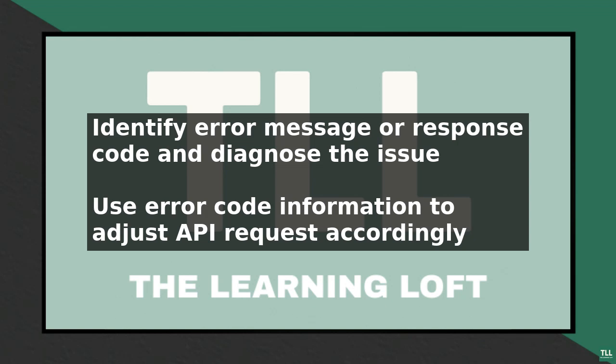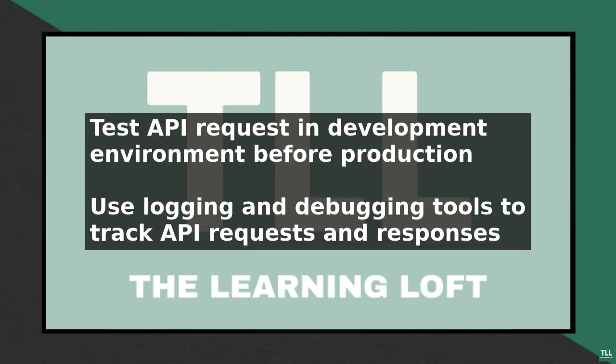Review the Bill.com API documentation regularly for updates and changes. API endpoints and requirements can change, and staying up to date will help you avoid issues and ensure compatibility. By following these steps and best practices, you can effectively troubleshoot Bill.com API documentation and resolve any issues that arise.